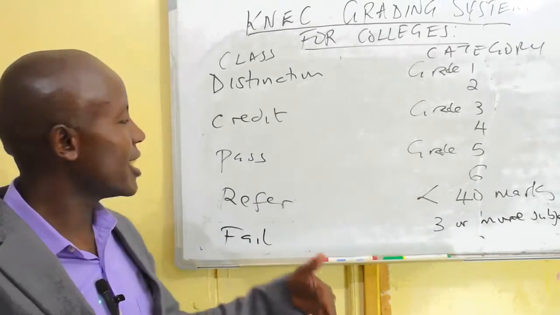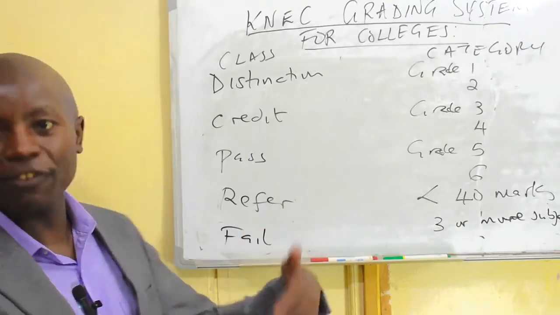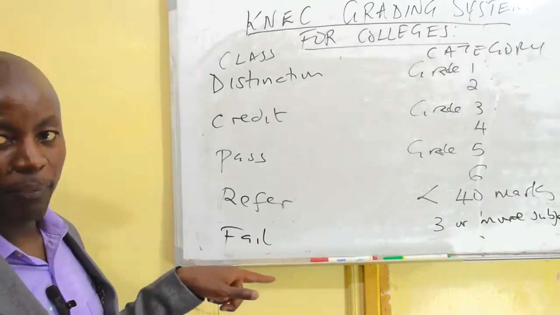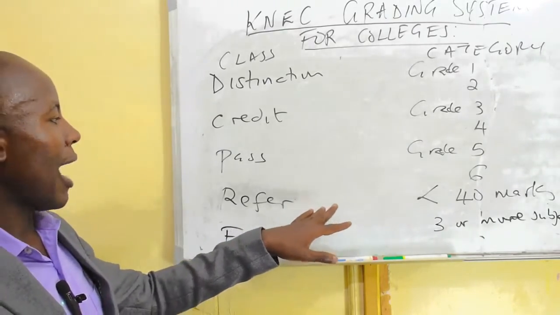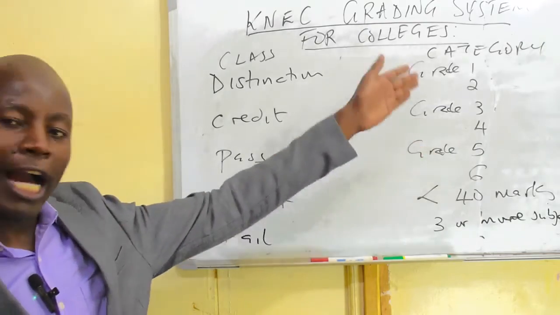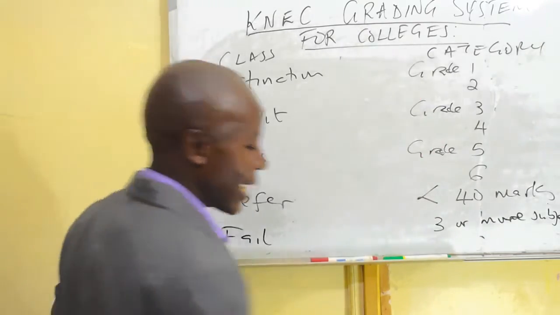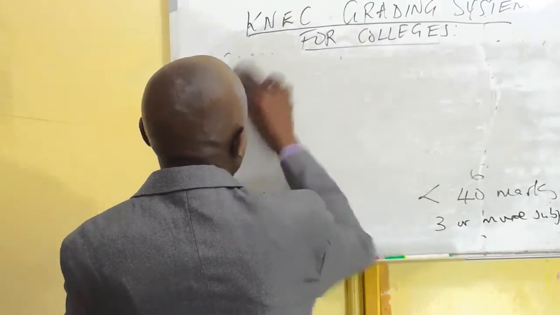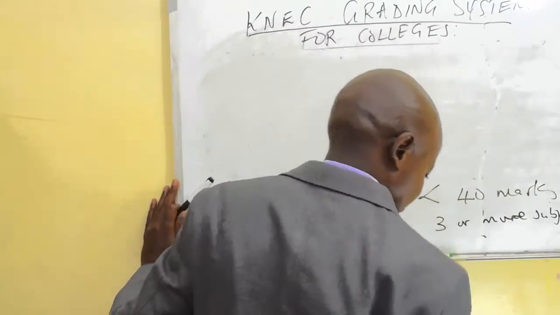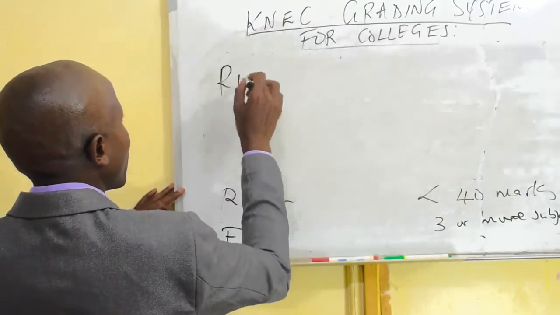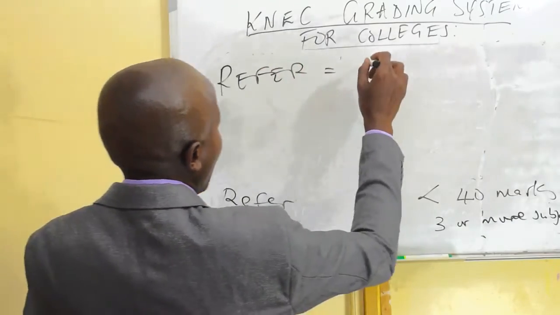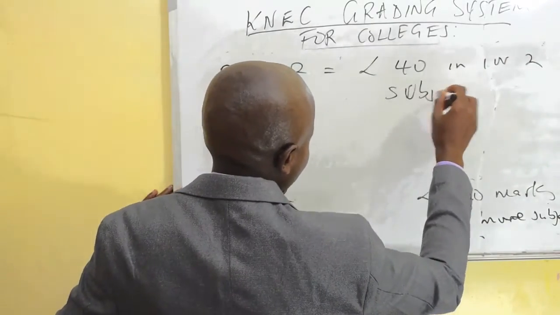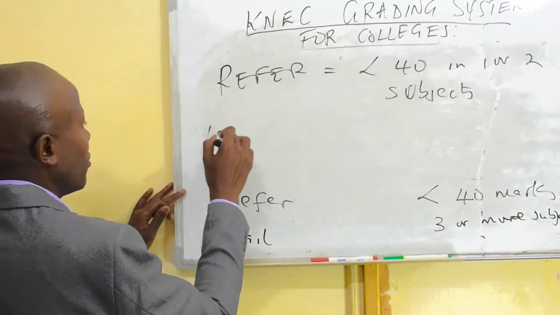Pass, you are good, you can proceed, no issues. Credit, of course, nice one. Distinction, the best. But for this, you have to be careful. Now, let me explain what happens if you get a refer before I tell you about the marks. If you get a refer as the aggregate, remember it is when you score less than 40 in one or two subjects. What is the implication?